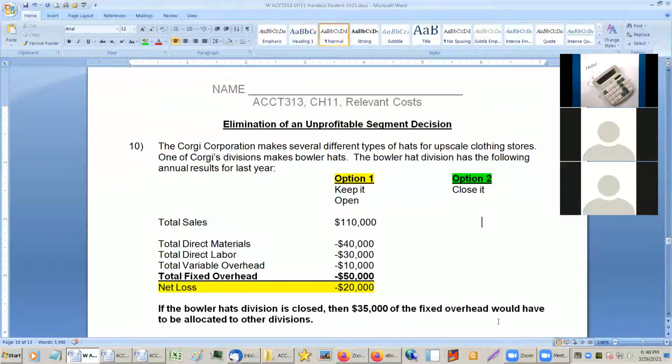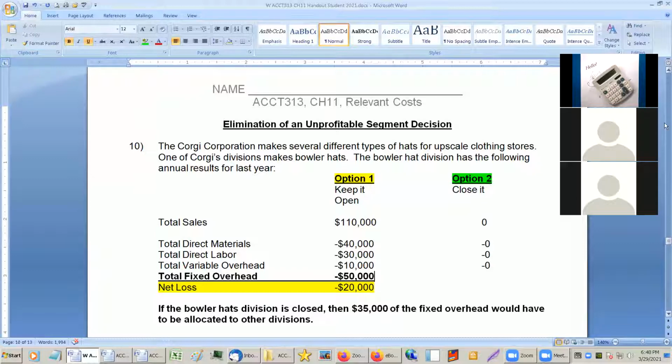Oh, come on. If you close it, how much in sales are we going to have? Zero. If they close it, will you need to buy materials? Nope. So it'll be minus zero. Will you need to have people working, making them nothing? No. And this would be like for electricity or something like that.